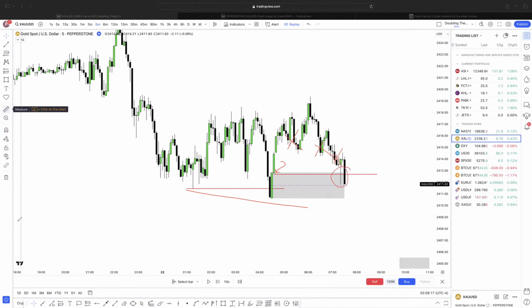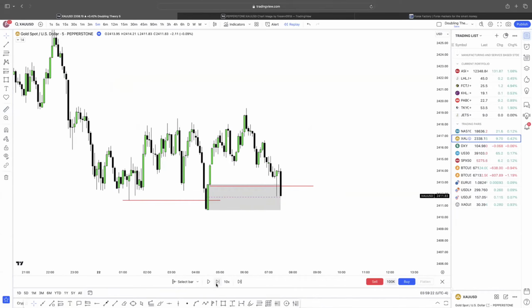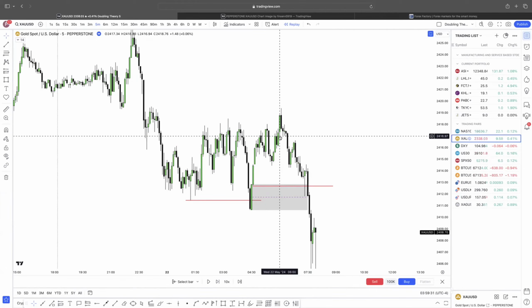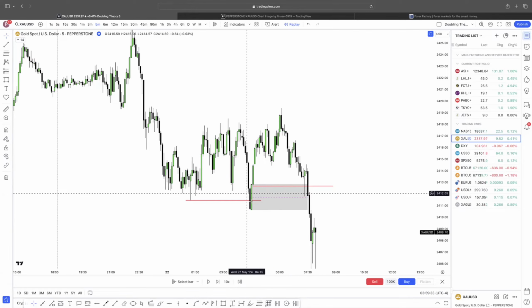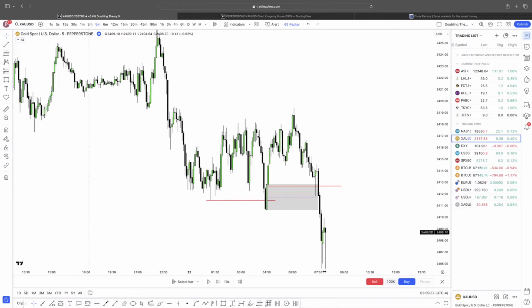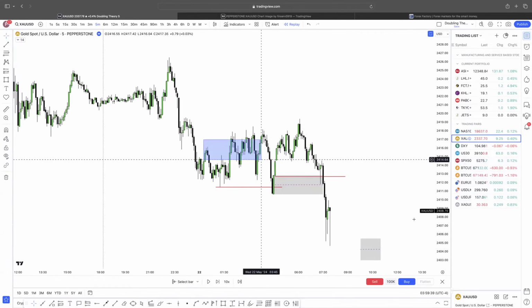You can buy over here. Okay, you can buy right there. So let's check it out. Oh, what happened? Stop loss hit. Why is that? Look at the time. Yes, we found the low. But once you start a new session, game over. Okay, once you start a new session, game over.